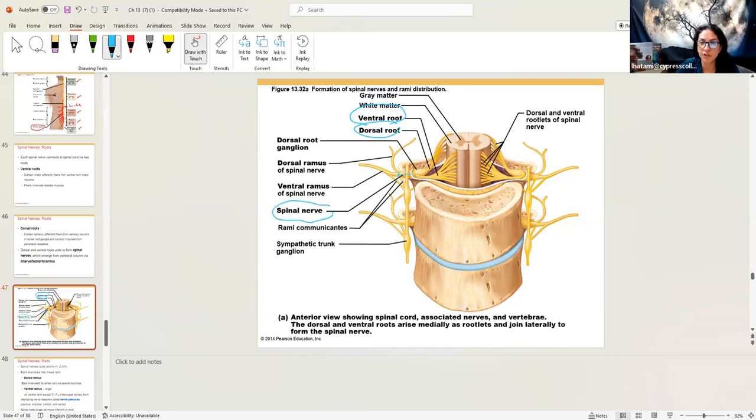Just this region is called the spinal nerve because immediately after passing through the intervertebral foramen, it branches into 2, the posterior and anterior branches, which we call the dorsal ramus and ventral ramus. The dorsal ramus is much thinner. It goes to the posterior structures, to the skin and muscle of the back of the body. But the ventral ramus is much larger and it can make some nerve plexuses.